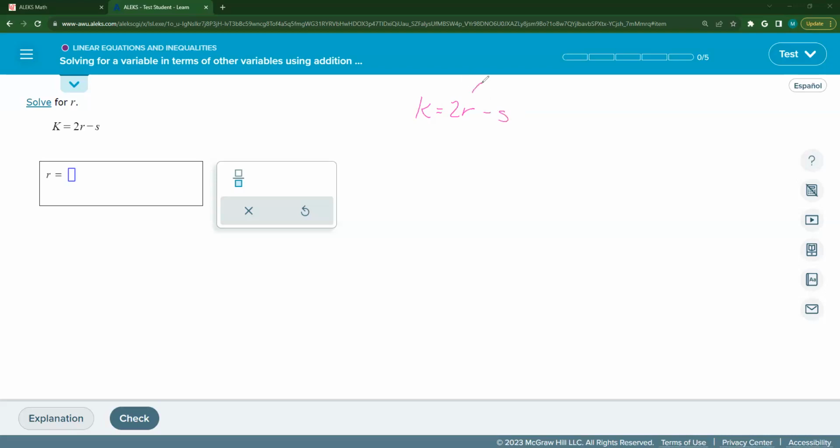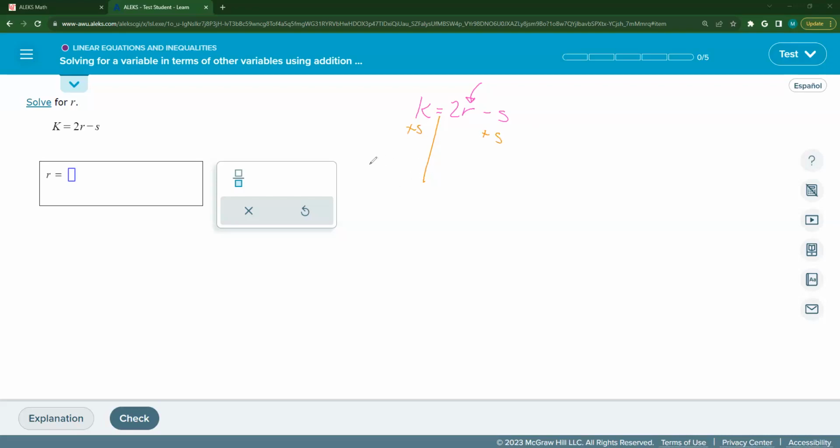I'm trying to get the r by itself, which means I need to get rid of everything that's on the same side with the r. So if it helps, draw a line through the equal sign, but it doesn't really matter. What you're going to do is get rid of anything that is not welded to the r, so not multiplied or divided, first. So we're going to get rid of this minus s. Moving things to the other side, we're always going to do the opposite, so I'm going to add s.